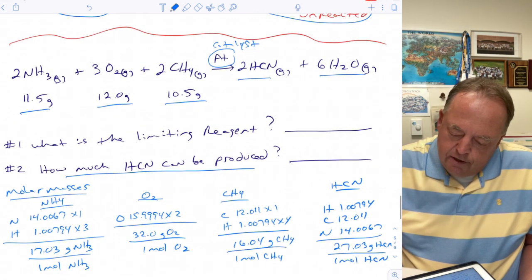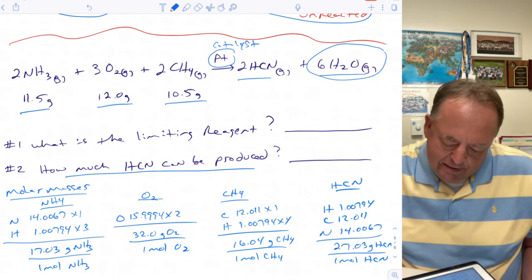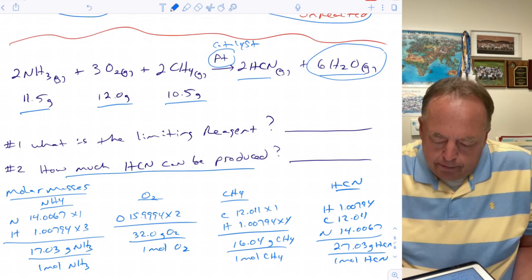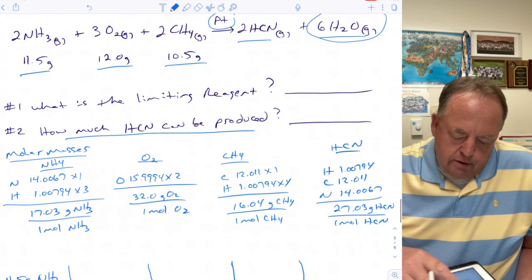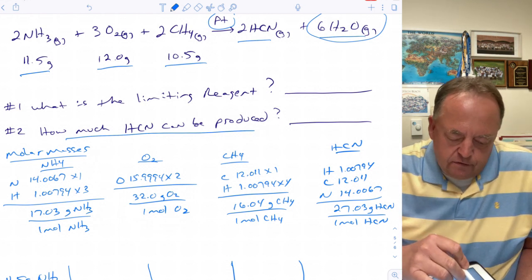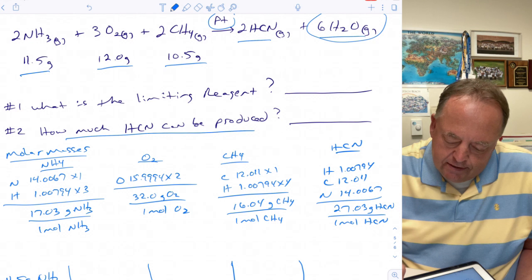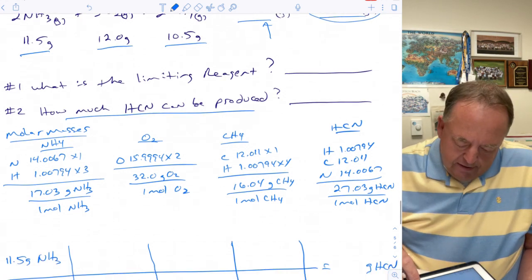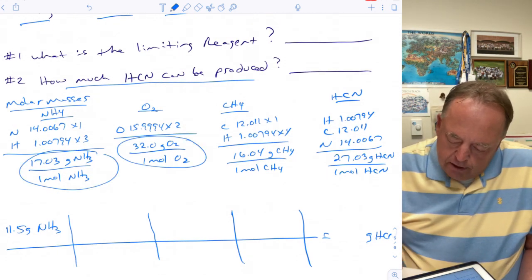You don't need to calculate the molar mass of water because the question didn't ask anything about water. If you calculated the molar mass of water, you're just wasting your time on a problem like this. Okay, so the question obviously involves ammonia, oxygen, methane, so we have to calculate their molar masses, and the question asked about how much HCN would be produced, so we had to calculate its molar mass as well. I've done that for you here, calculated the 4 molar masses that you'll need for this problem.